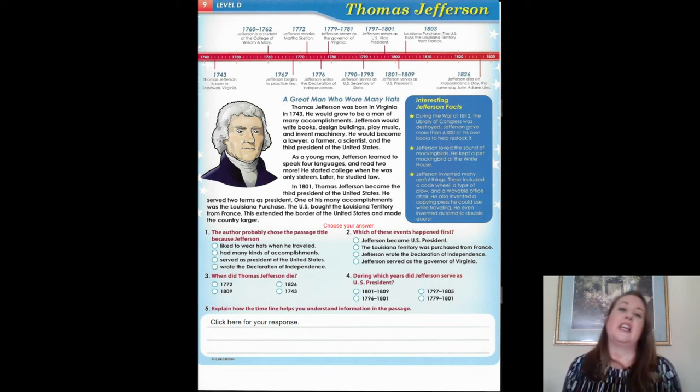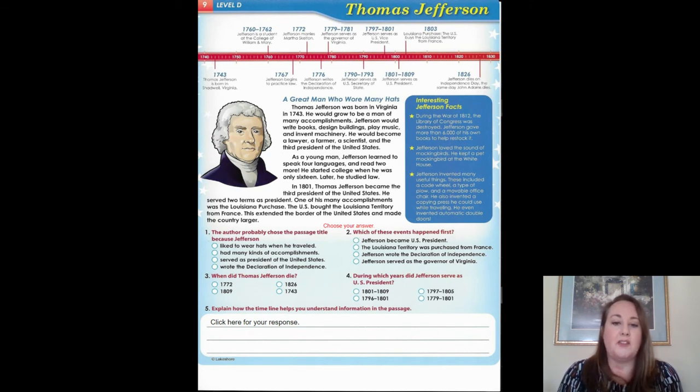Alright, so the very first thing I like to do is look through my passage first. So I'm looking at my 3 paragraphs and seeing what I'm reading about. Alright, so the title is A Great Man Who Wore Many Hats. Thomas Jefferson was born in Virginia in 1743. He would grow to be a man of many accomplishments. Jefferson would write books, design buildings, play music, and invent machinery. He would become a lawyer, a farmer, a scientist, and the 3rd president of the United States.